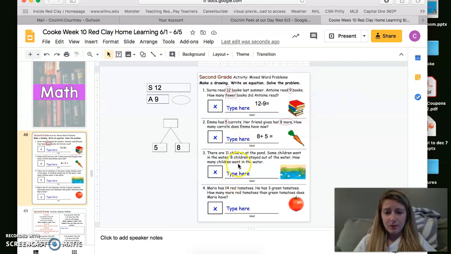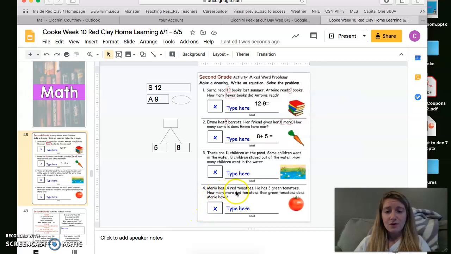And then number 3 and 4, I'm going to read them, and you can pause and solve it if you want. There are 11 children at the pond. Some children went in the water. 8 children stayed out of the water. How many children went into the water? So this one's not talking about more or fewer, and it doesn't have people that are comparing. So I would probably just use a math mountain for that one.